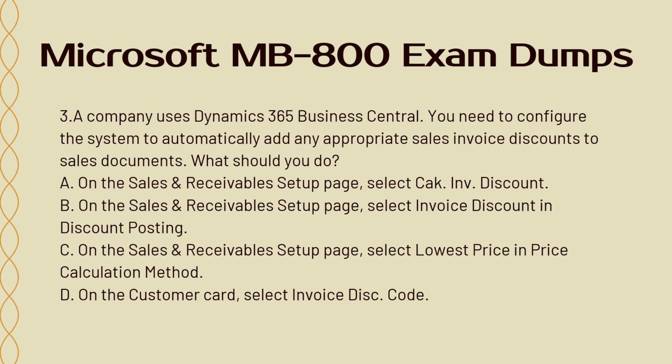3. A company uses Dynamics 365 Business Central. You need to configure the system to automatically add any appropriate sales invoice discounts to sales documents. What should you do? A. On the Sales and Receivables Setup page, select Calc. Inv. Discount. B. On the Sales and Receivables Setup page, select Invoice Discount in Discount Posting. C. On the Sales and Receivables Setup page, select Lowest Price in Price Calculation Method. D. On the Customer Card, select Invoice Disc. Code.